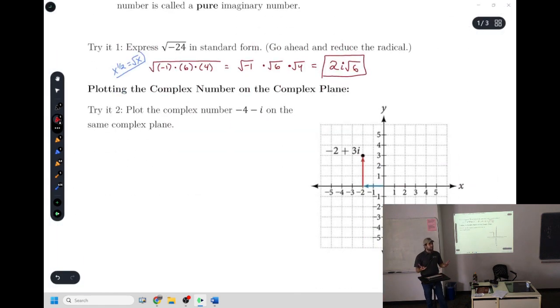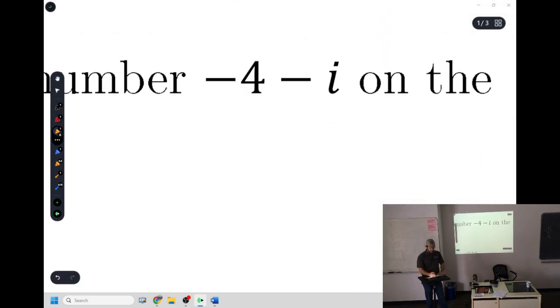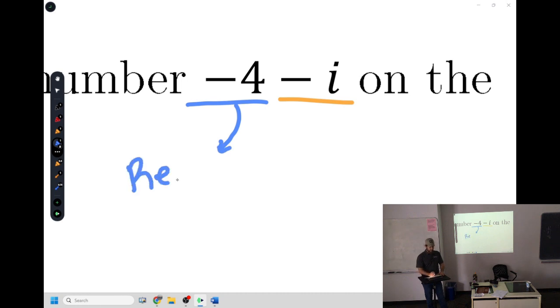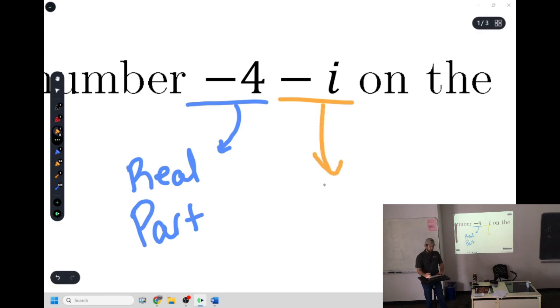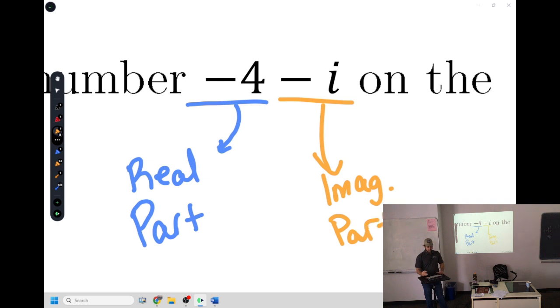Now there's this plotting thing. We don't do a whole lot, but it's worth showing you. Here we go. Quick review. Don't look down. Nobody look down. Also, I'll change the colors. This was blue and this was yellow, right? What was the blue thing called? It is a real number, but it's called the real part. And the yellow thing was called the imaginary part.